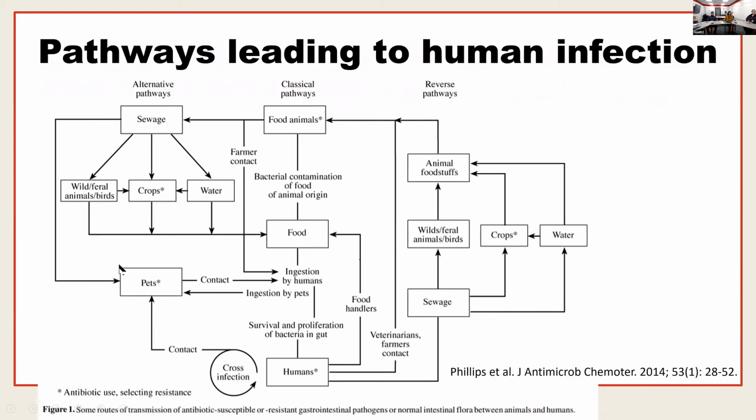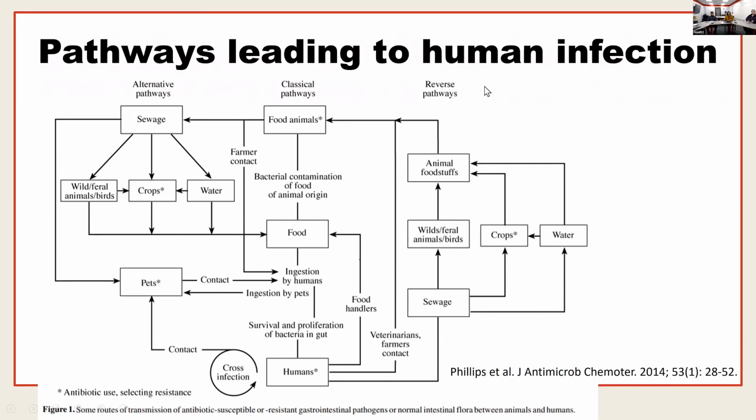Or there's another way, from pet or companion animals, which can use antibiotics that are relevant to human clinical settings. Then through direct contact, they can also infect human beings. So these are considered alternative pathways.